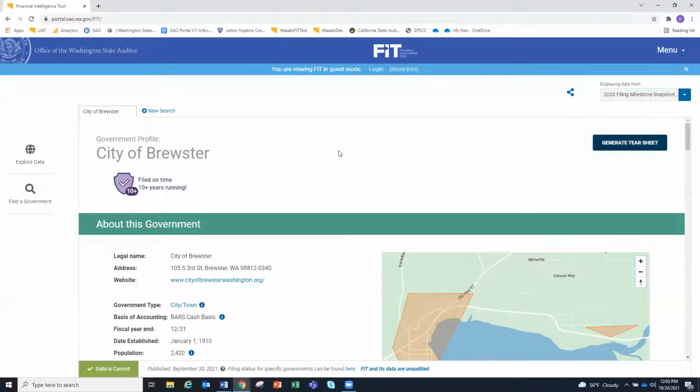So this is the profile. And I see that that's so cool. I'm not sure if that was directed towards me or to that tear sheet, but thank you, Emma, for that comment. So back to the city of Brewster.